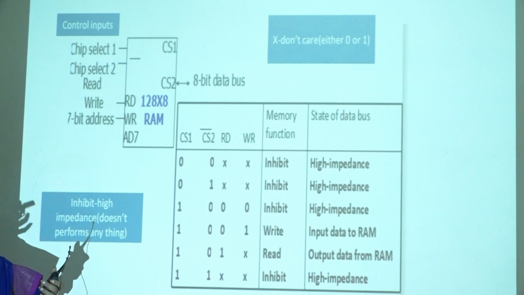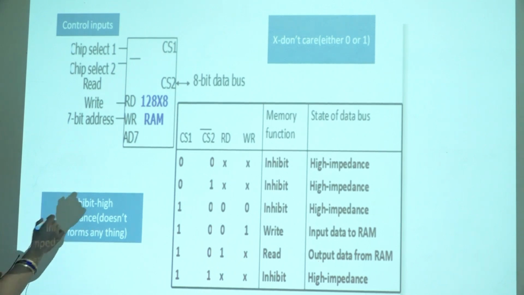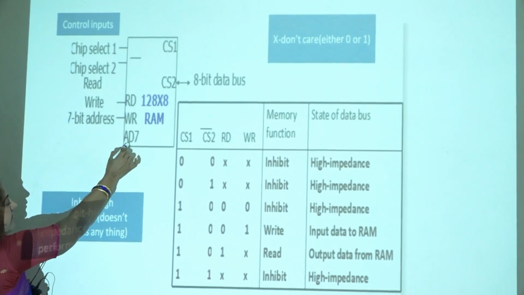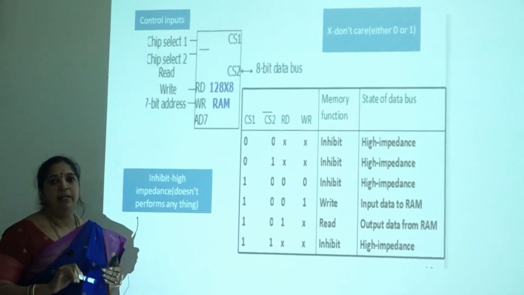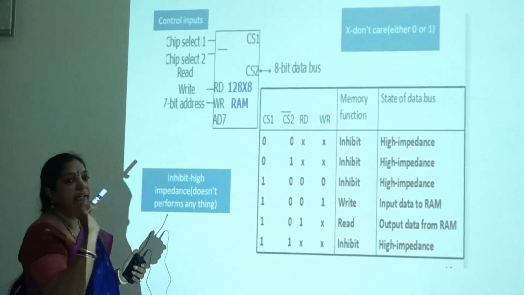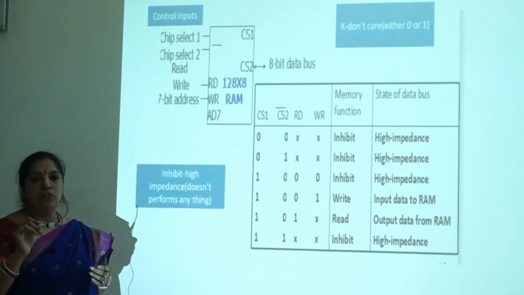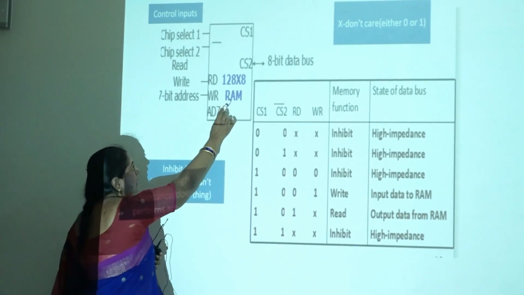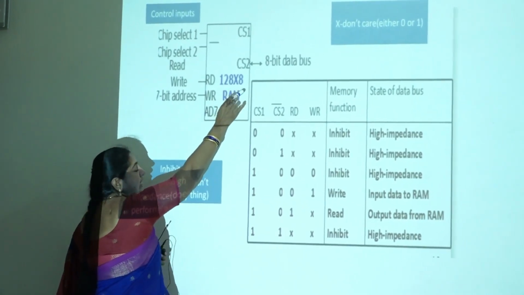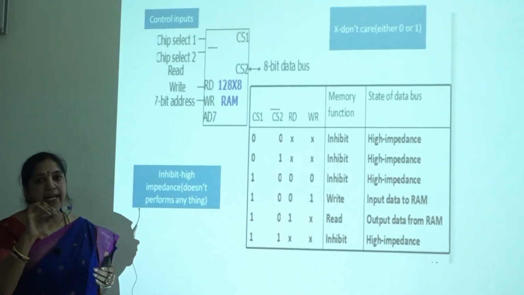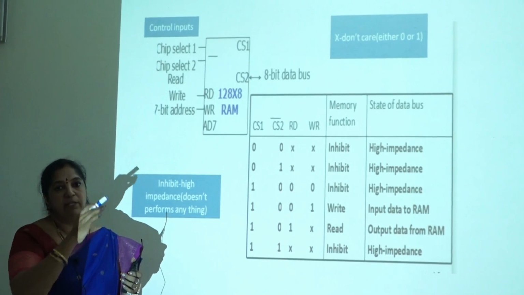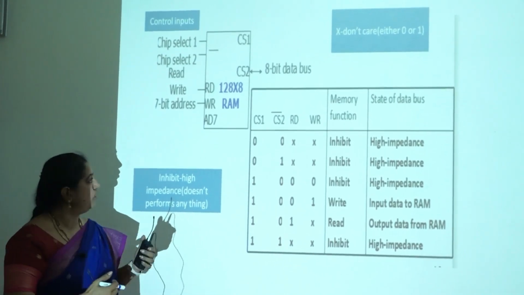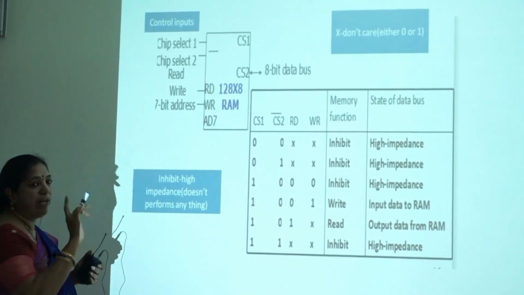So here either we are reading or writing. So what is the address? To maintain the address we have AD7, which consists of 7 bits. And the data bus is an 8-bit data bus. So why an 8-bit data bus? Here in this RAM we are using 128 by 8. That means the word length is 8 bits, and 128 words we can store at a time. So this is for one RAM.